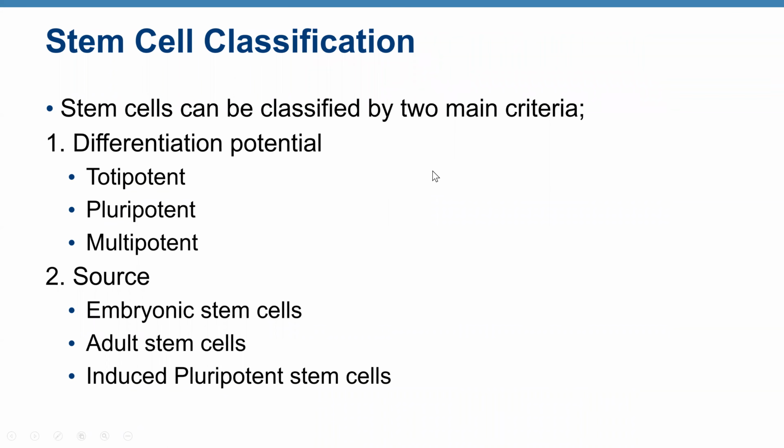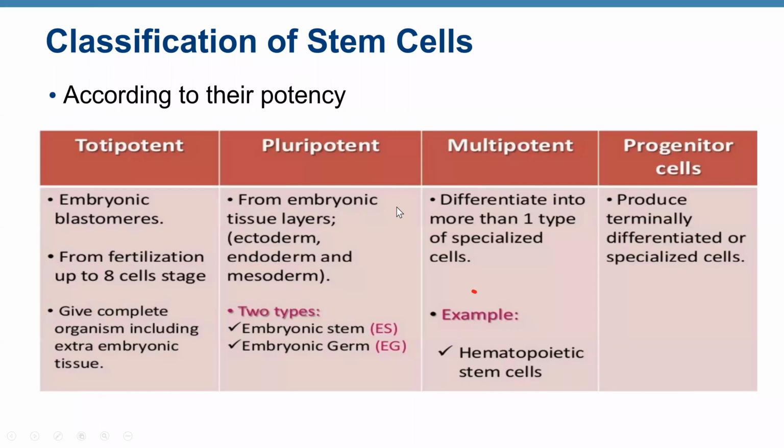Stem cells can be classified by two main criteria: by differentiation potential, totipotent, pluripotent, multipotent, and by source, where these stem cells come from. We have embryonic stem cells, adult stem cells, and induced pluripotent stem cells. Okay, so this is a classification based on potency.